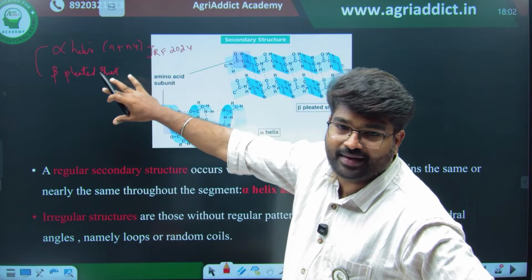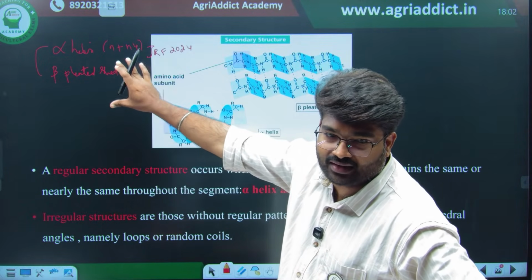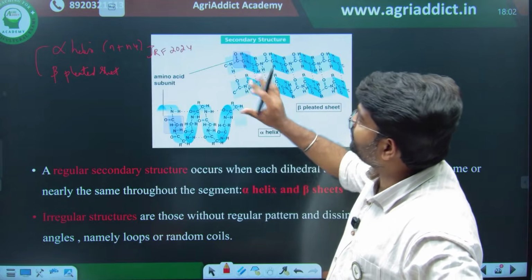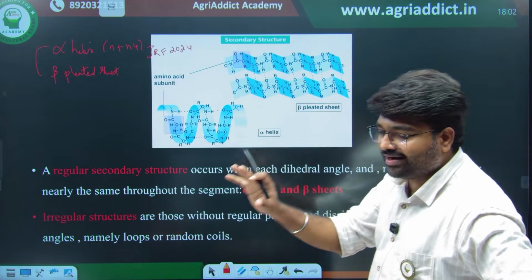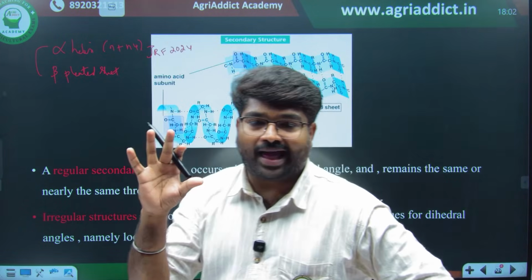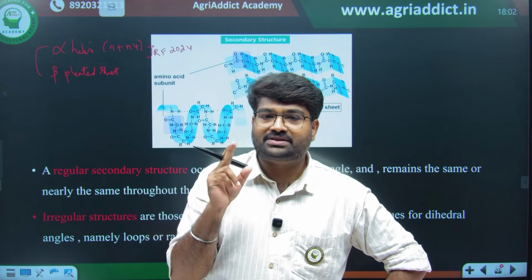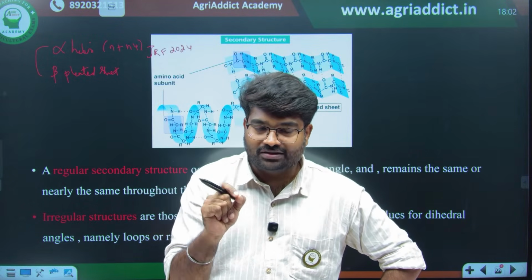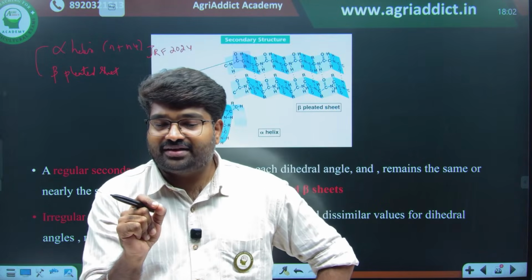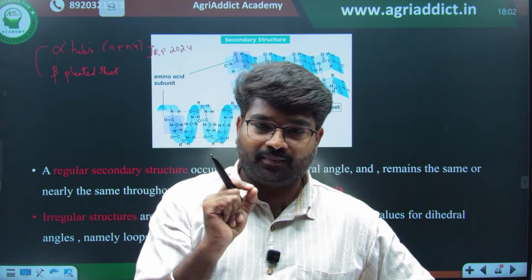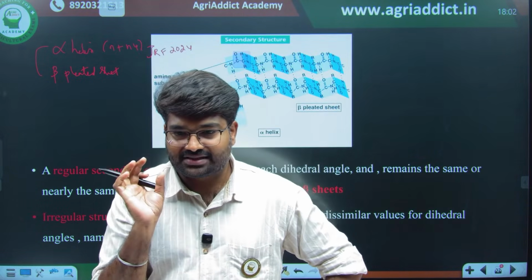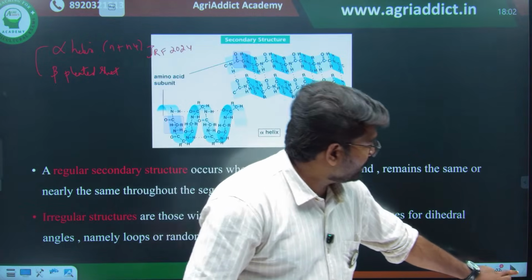In beta pleated sheet there are two different types that we are going to see here. Parallel beta sheet and anti-parallel beta sheet, so two different forms of beta sheet. Among them, anti-parallel beta sheets are highly stable. Anti-parallel beta sheets are highly stable. These are the key points they will ask in the exam.